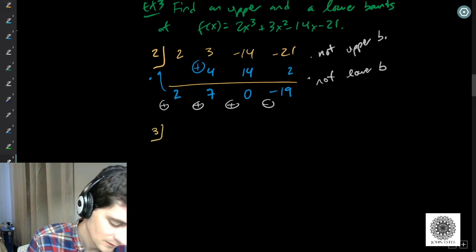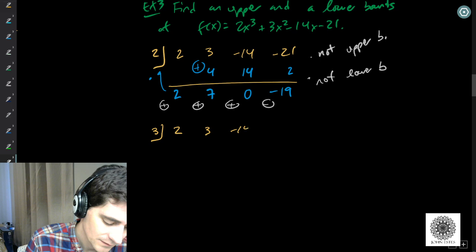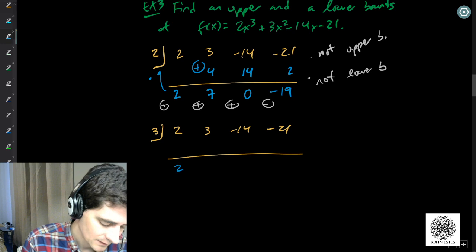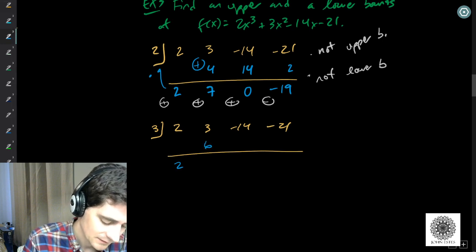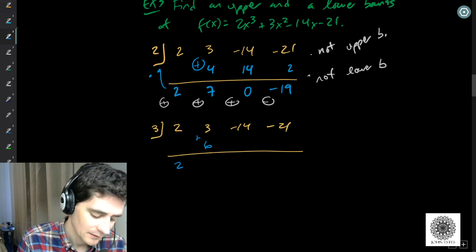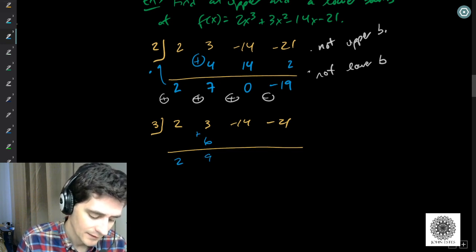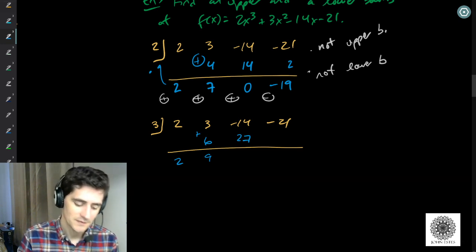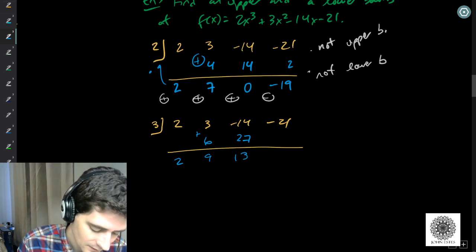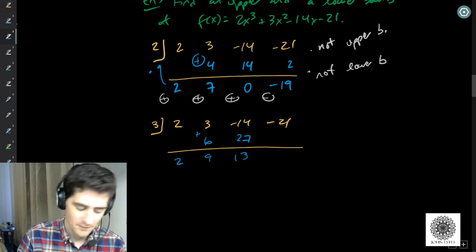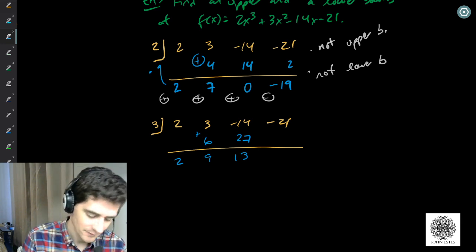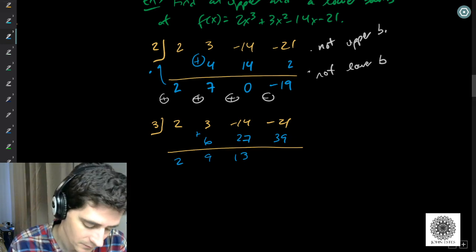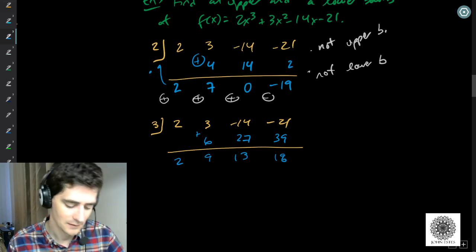Since we're at 2, let's try something close. Let's try 3. See what we get. Okay, so I'm going to run the same process. Bring down the 2. 2 times 3 is 6. Add. Right, we're adding here. 3 and 6 is 9. 9 times 3 is 27. Negative 14 plus 27 is, let's be careful with arithmetic, 13. All right. 13 times 3 is 39. And then 39 minus 21, be careful with arithmetic again. I believe you get 18.